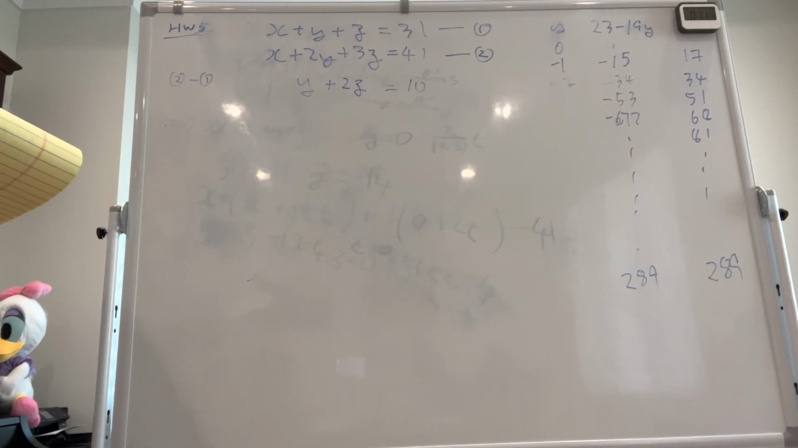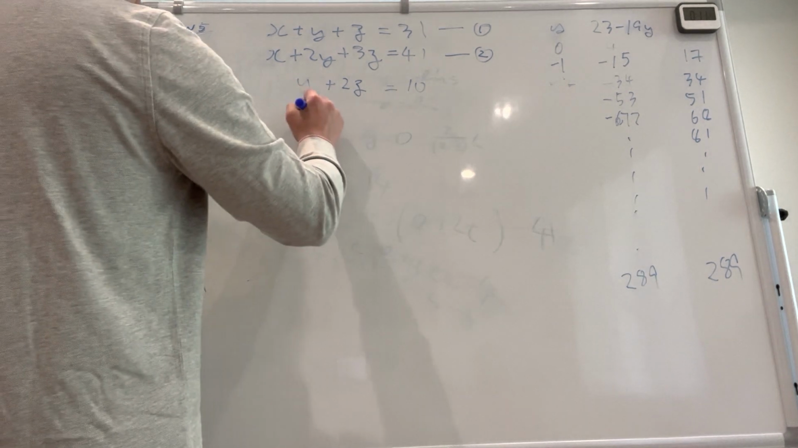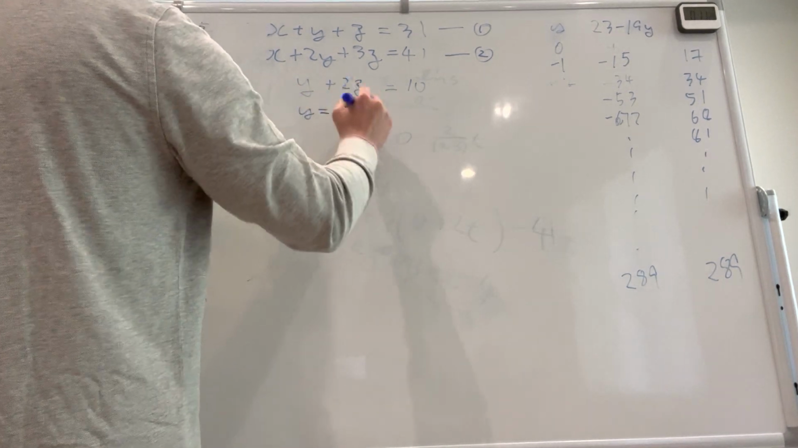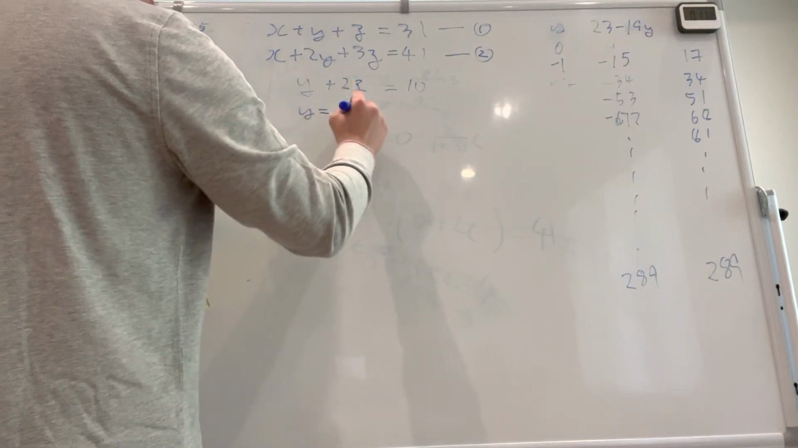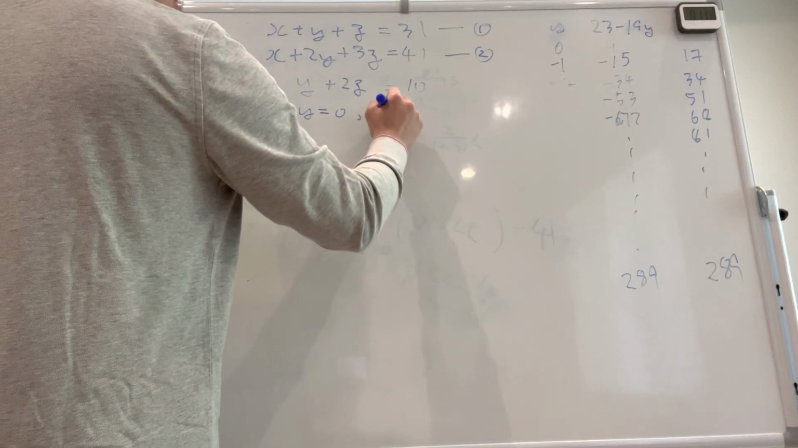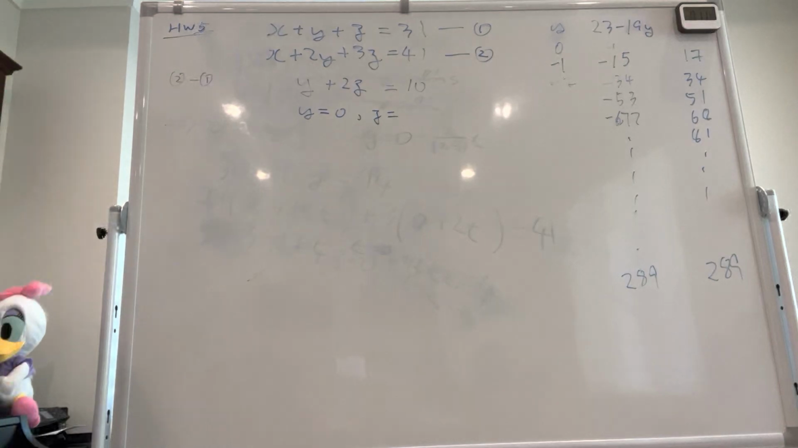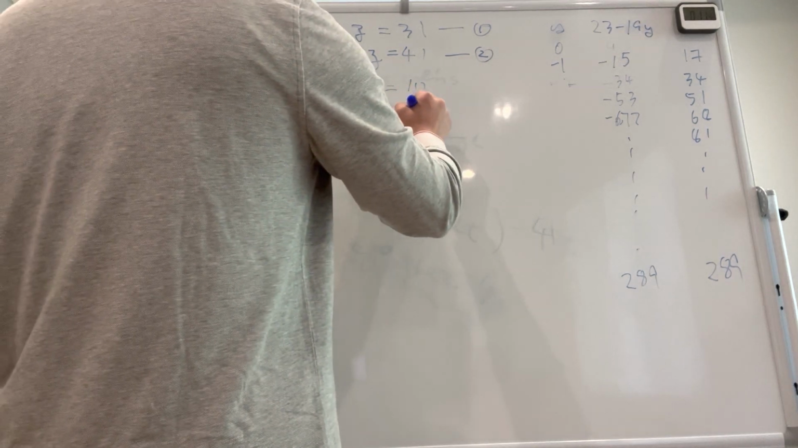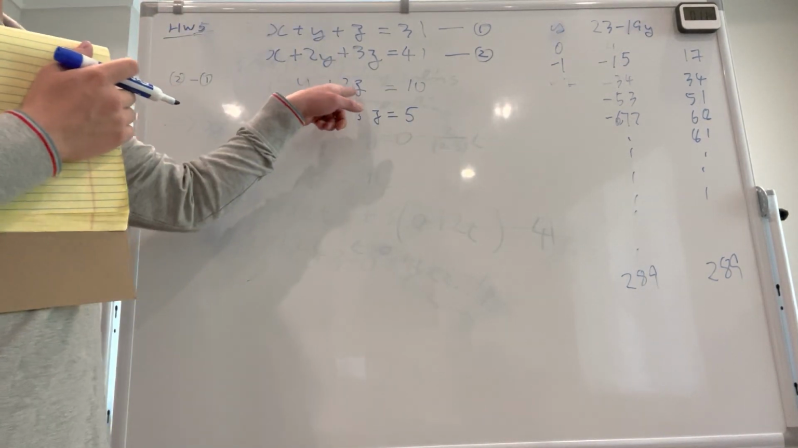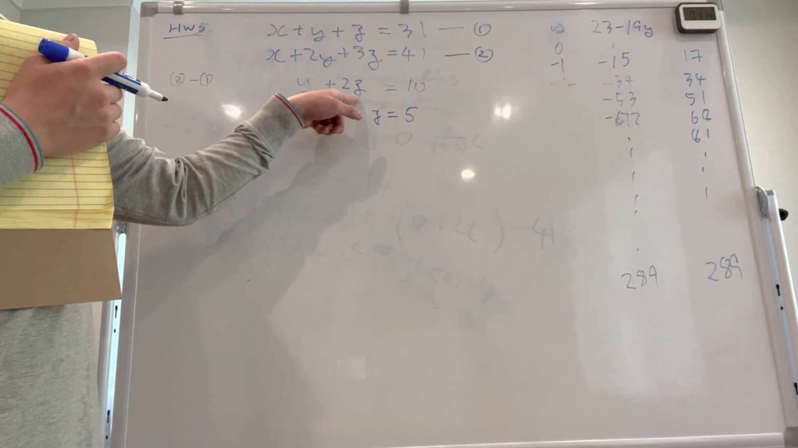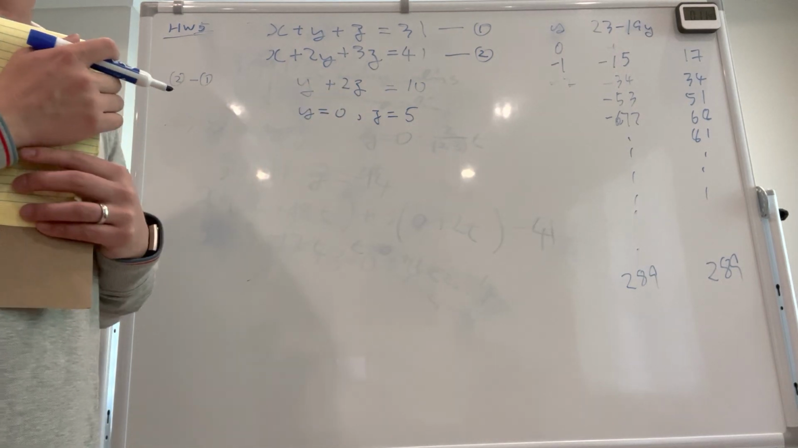What 0? Which one is 0? If y is equal to 0, then what is z? If y is 0, what is z? 10. William? z is 5. Yeah, z is 5. 2 times z. Yeah. Do you get it?